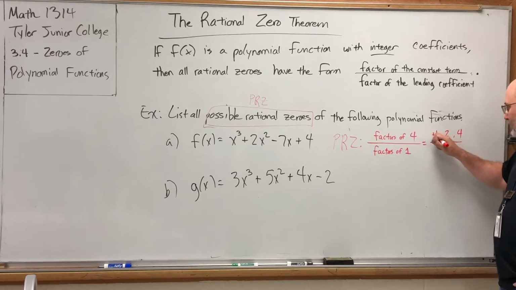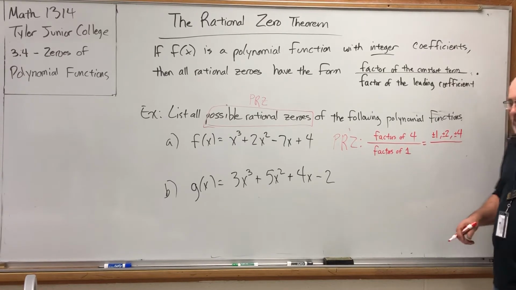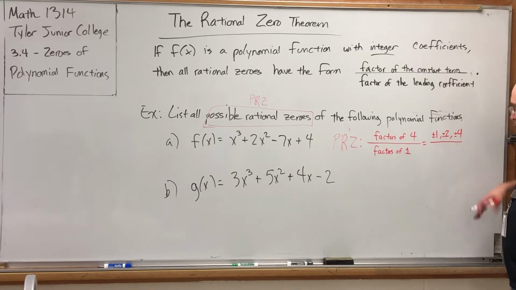I can just stick a plus minus in front of each one, so now my list actually has 6 factors in the top, 3 of which are positive, 3 of which are negative. The denominator is even better. What's the only factor of 1? Well, I say only factor, implying there's only 1. 1 is the only positive factor of 1, but anytime a positive number is a factor, so is its negative. So the only factors of 1 are plus or minus 1.